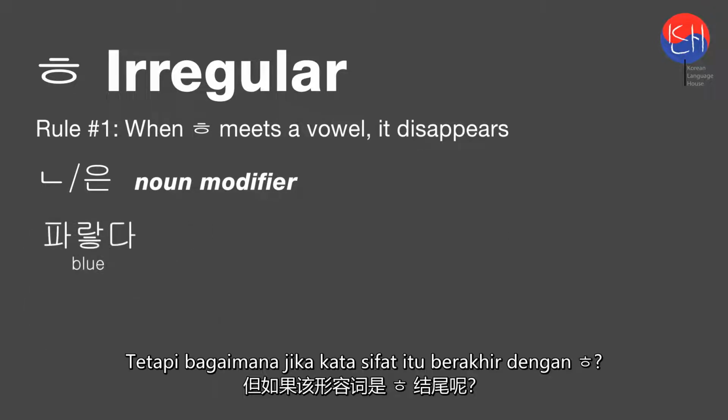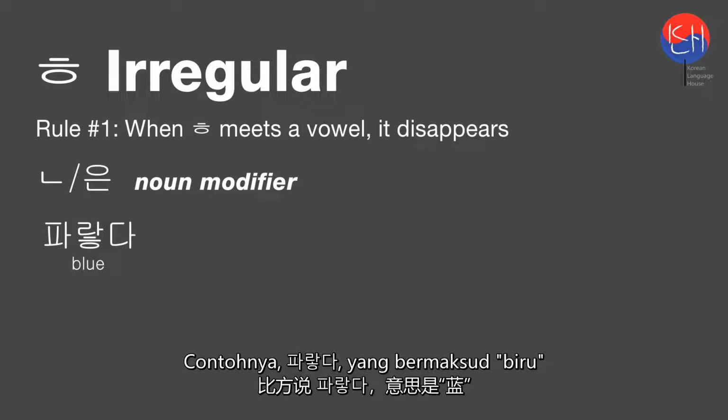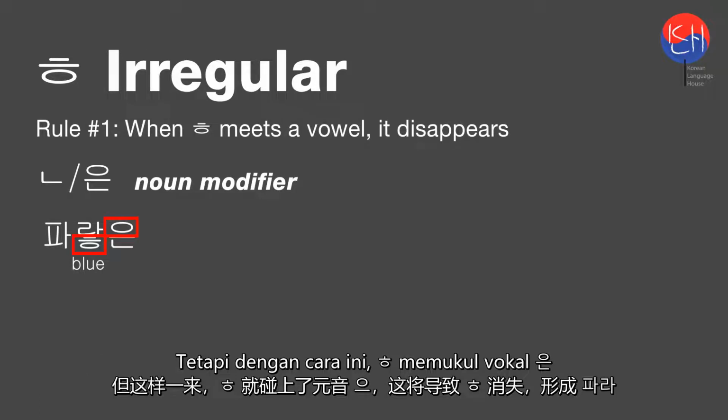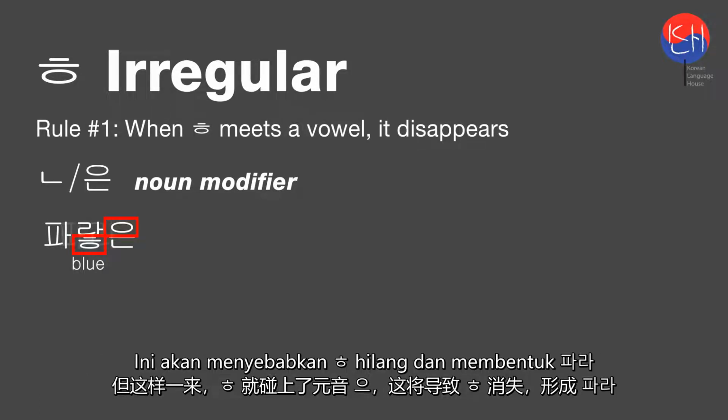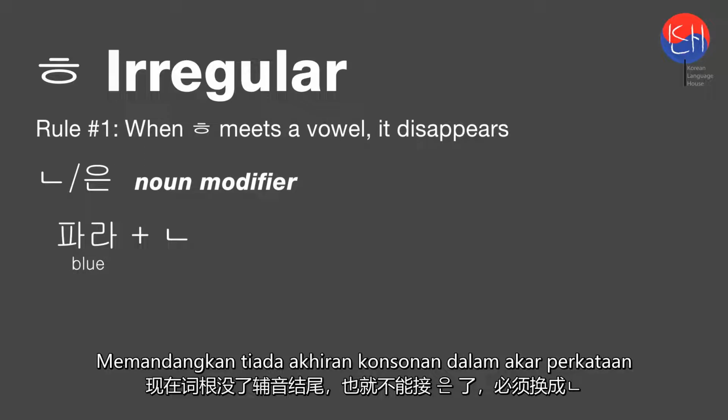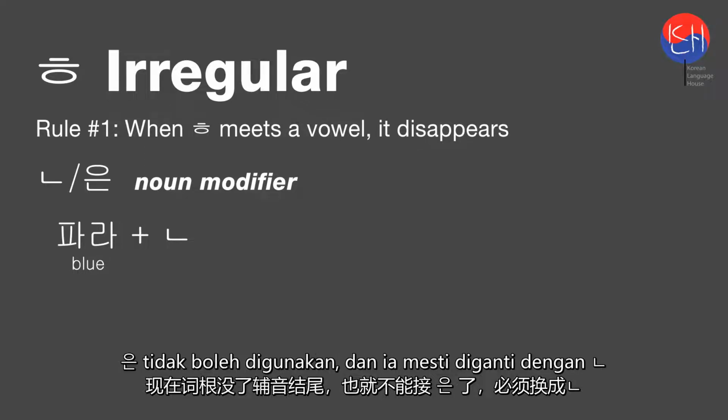But what if the adjective ends with a ㅎ, like 파랗다, which means blue? Technically, we should be adding 은, since the word ends with a consonant. This gives us 파라은. This puts ㅎ directly before a vowel, 은, which causes it to disappear, leaving us with 파라. And now that the word has lost this ending consonant, we can no longer use 은. We must use ㄴ instead.